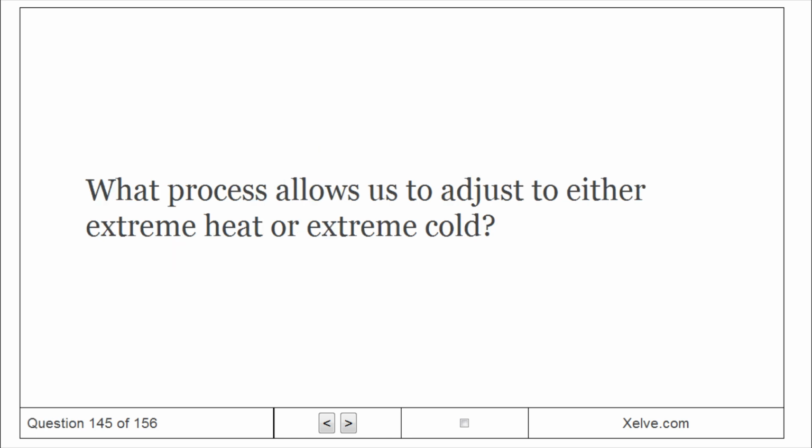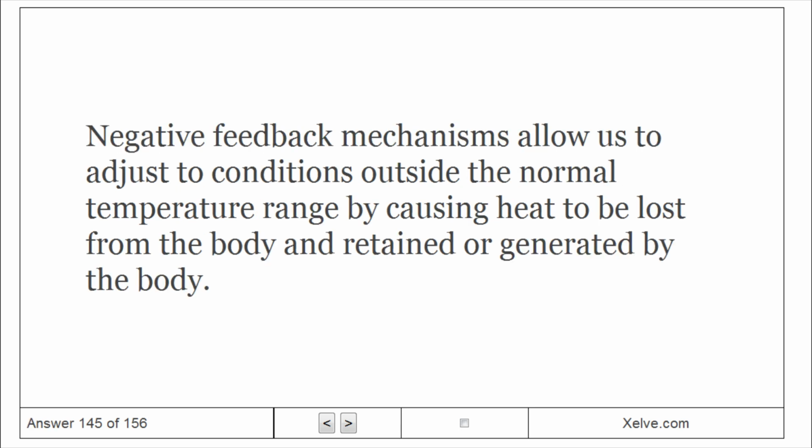What process allows us to adjust to either extreme heat or extreme cold? Negative feedback mechanisms allow us to adjust to conditions outside the normal temperature range by causing heat to be lost from the body and retained or generated by the body.